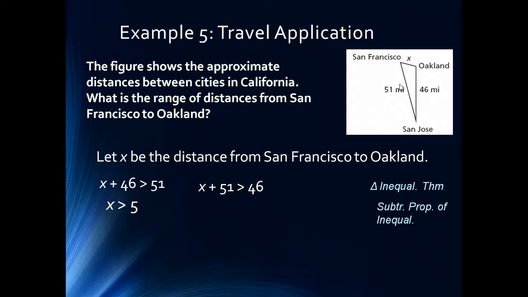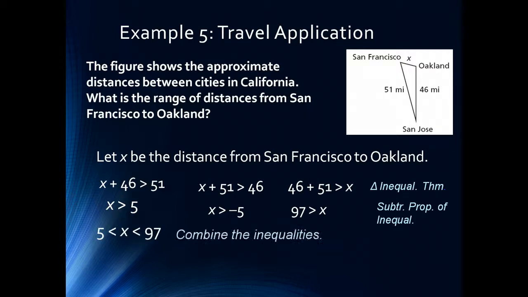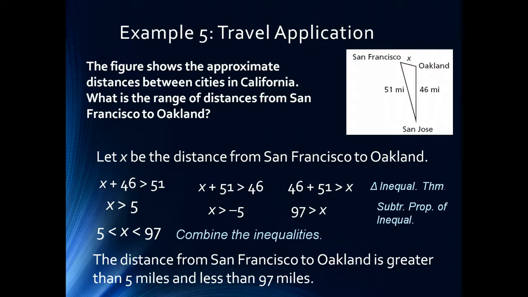Then we say x plus 51 is greater than 46. That means that x has to be greater than negative 5. And 46 plus 51 is greater than x. So 97 is greater than x. We combine the inequalities and we get 5 is less than x, which is less than 97. The distance from San Francisco to Oakland is greater than 5 miles and less than 97 miles.